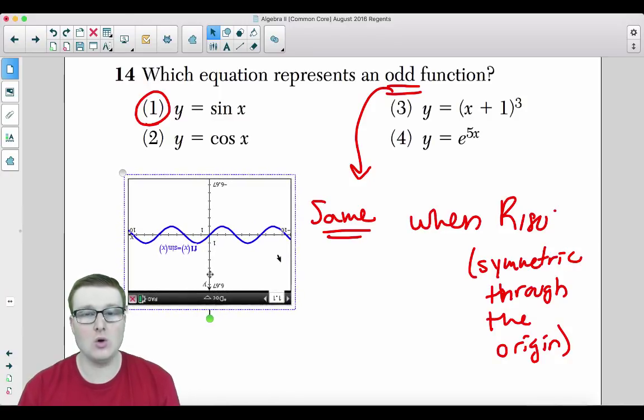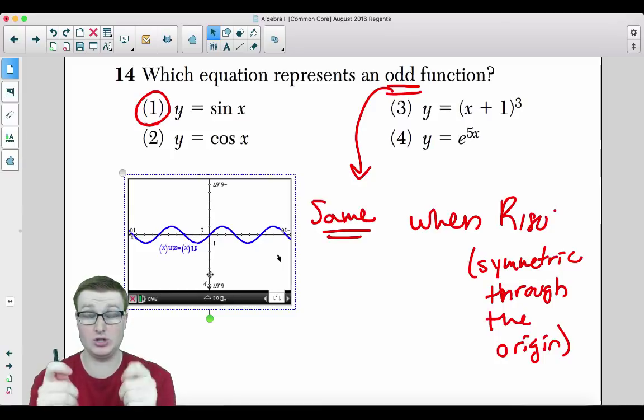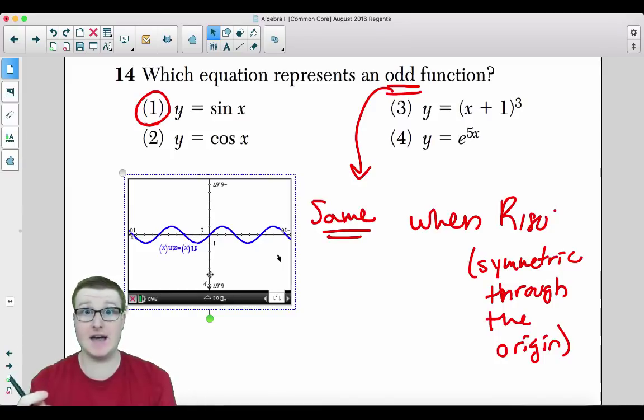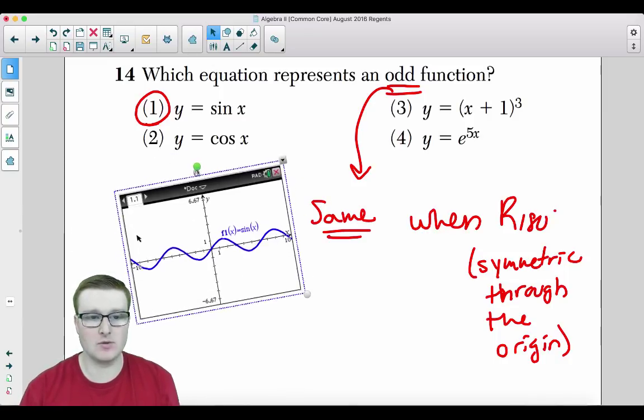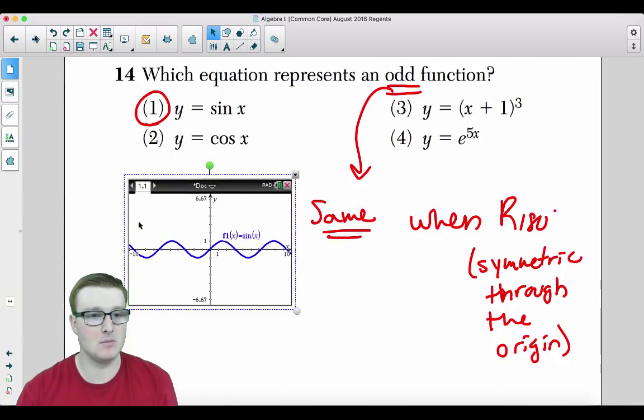By the way, I could do this on my computer, but all you need to do is hold your calculator and literally flip it upside down and see if it's the same. That's how you tell if it is an odd function. Okay? So your answer for number 14 is choice 1. Moving on to question 15.